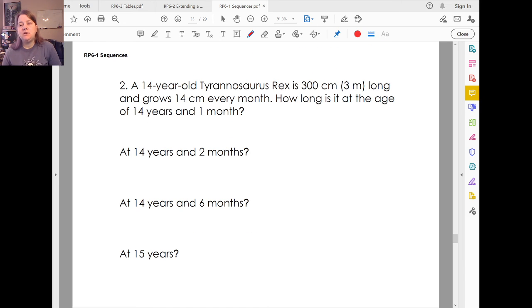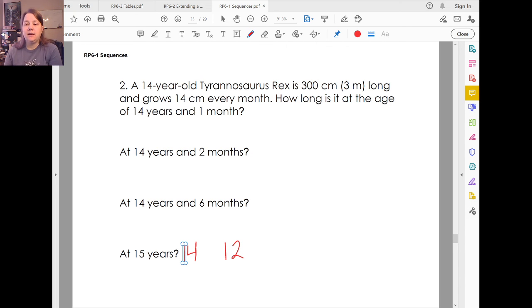A 14-year-old Tyrannosaurus Rex is 300 centimeters long and grows 14 centimeters every month. How long is it at the age of 14 years, 1 month, 2 months, 6 months, 15 years? So 15 years is the same thing as saying 14 years, 12 months, which you'll know if you talk to anyone who's ever had a baby, and they talk about, oh, look at my little 16-month-old. That means that they're a year and 4 months.